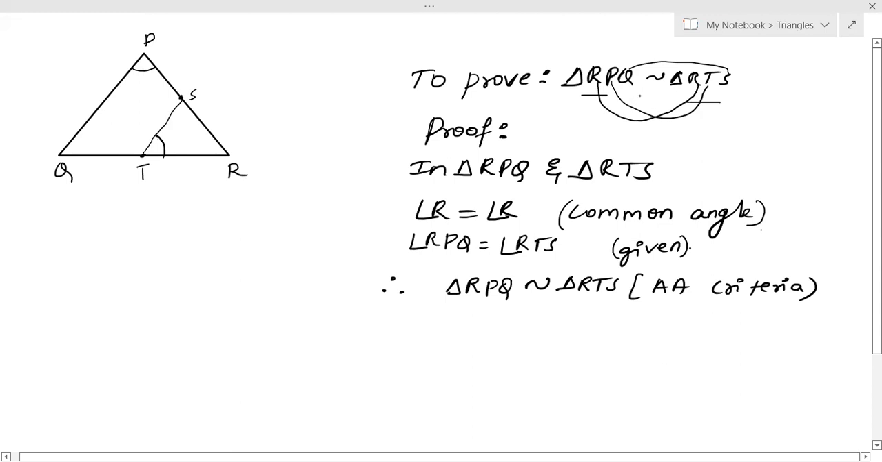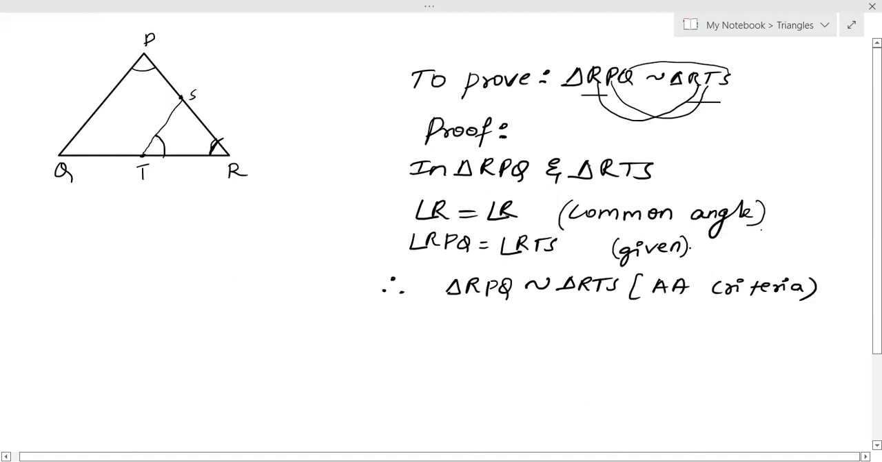If triangle RPQ is similar to triangle RTS, it is very clear that angle R will be equal to R: the first alphabet with the first, second with the second, third with the third. We have to just find reasons for it. Now, in triangles RPQ and RTS, angle R is equal to angle R. Why is that? Because it is a common angle. In the smaller triangle and the bigger triangle, this angle R is common, whether you take RTS or PQR.